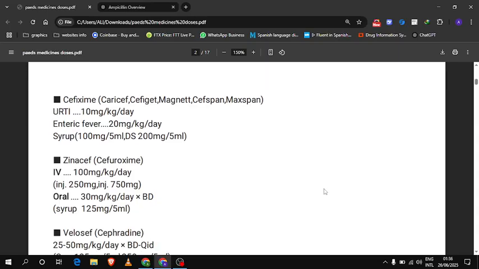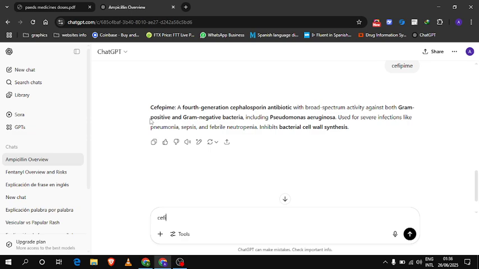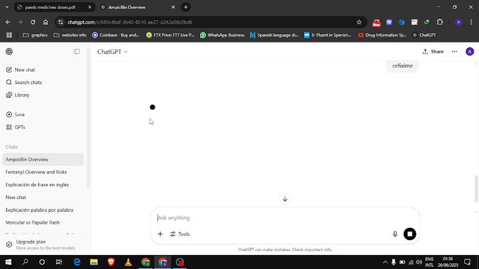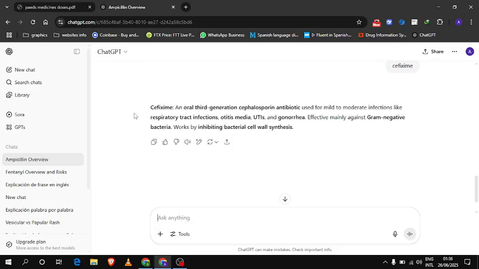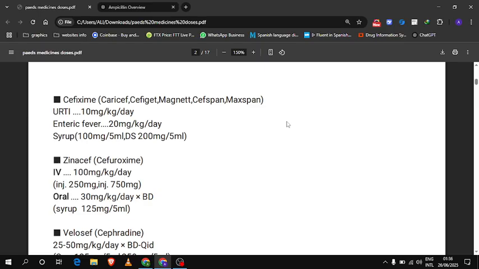Now see the next drug, which is cefixime. Again very commonly used for respiratory tract infections. An oral third generation cephalosporin antibiotic used for mild to moderate infections like respiratory tract infections, otitis media, UTI, and gonorrhea. Effective mainly against gram-negative bacteria, works by inhibiting bacterial cell wall synthesis. The dose of cefixime in upper respiratory tract infection is 10 mg per kg per day. For enteric fever it is double. And the concentration strength of syrup is 100 mg and 200 mg.